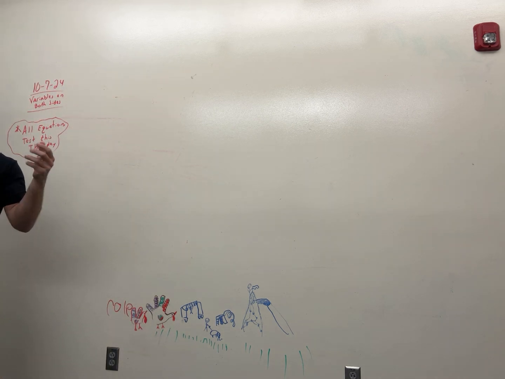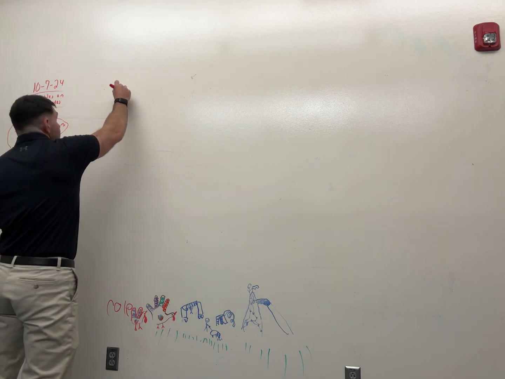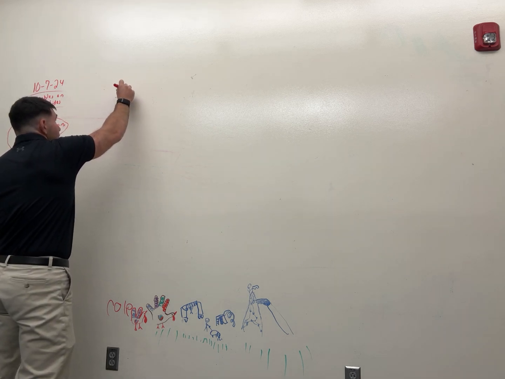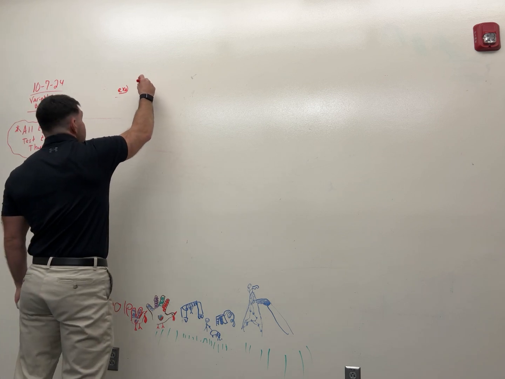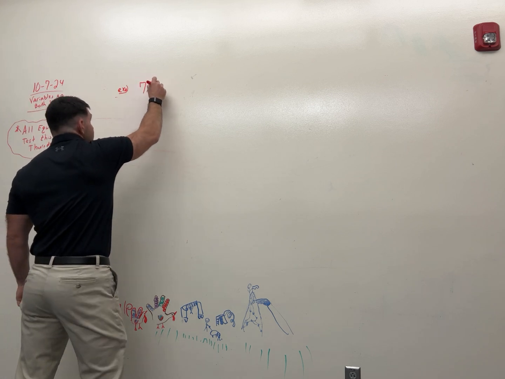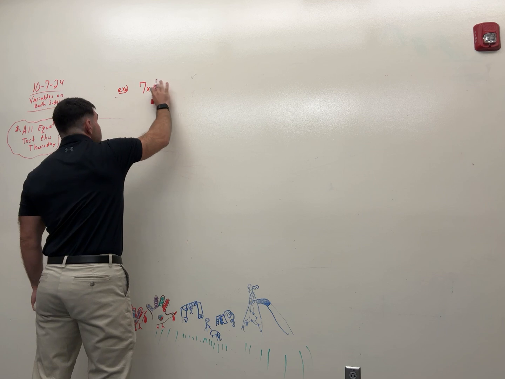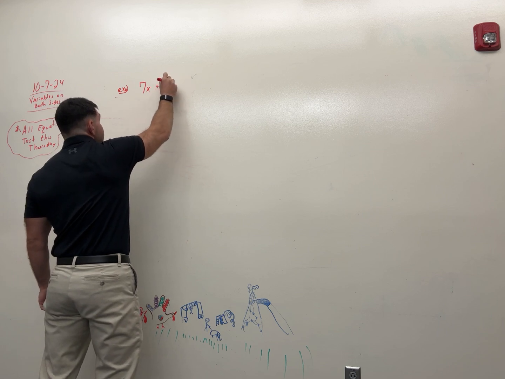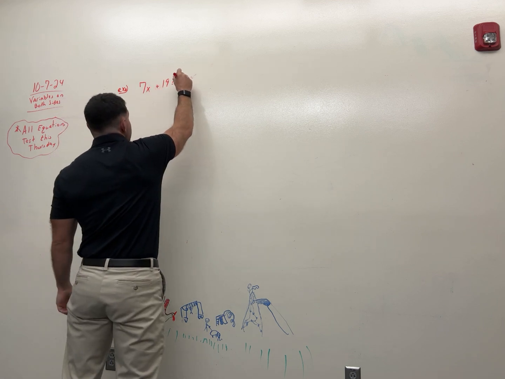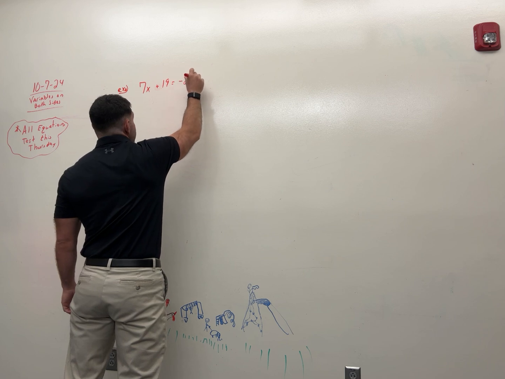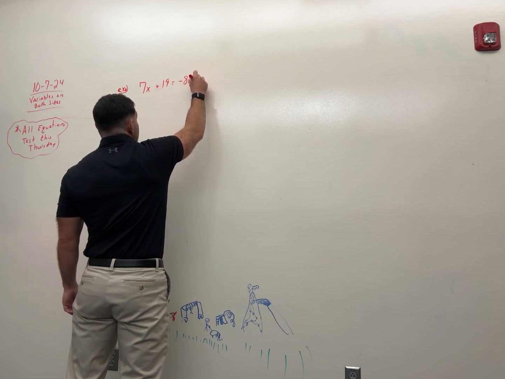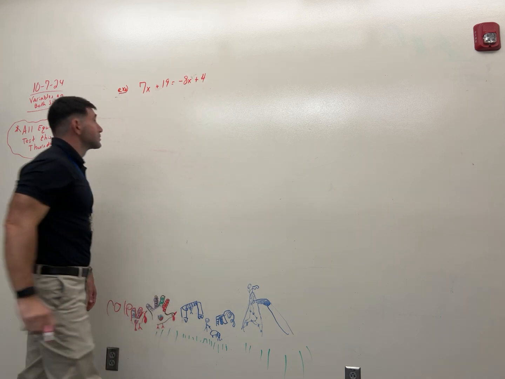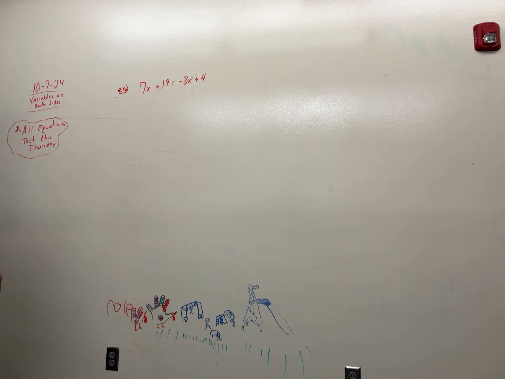We saw a basic one, we're going to see one more basic one. Fair enough? Okay. Please make sure that you guys are copying this down. Let's go. 7x plus 19 equals negative 8x plus 4. Should work. Okay.